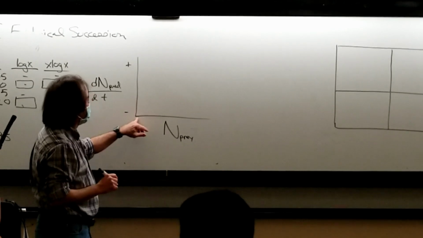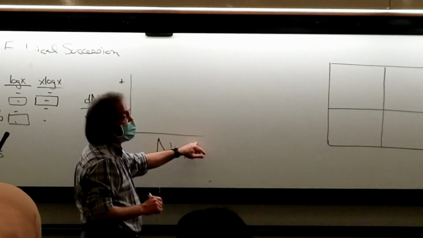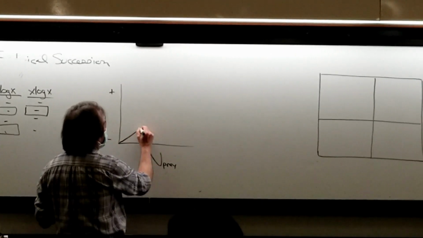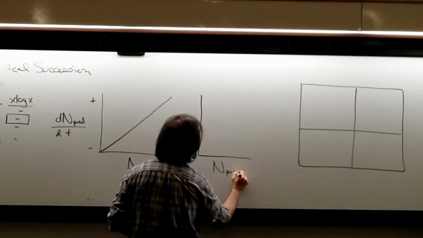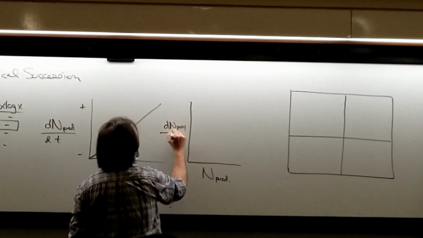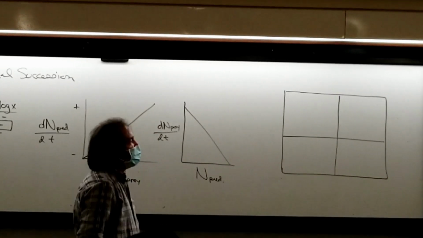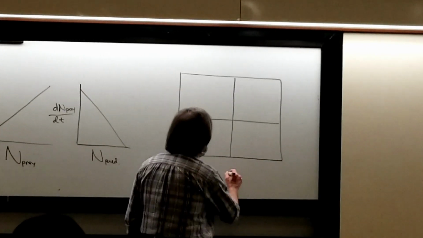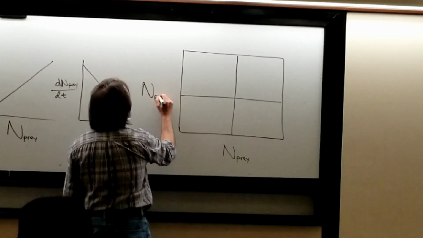When prey density is really low, should the growth rate be positive or negative? Negative. When the prey density is high, what does that look like? On the other hand, if this is predator density and prey growth rate, what should that look like? Straight line down. Okay. Now, what we're doing here, we're just going to show the densities. Both of these are densities. So here's prey, and here's predator.